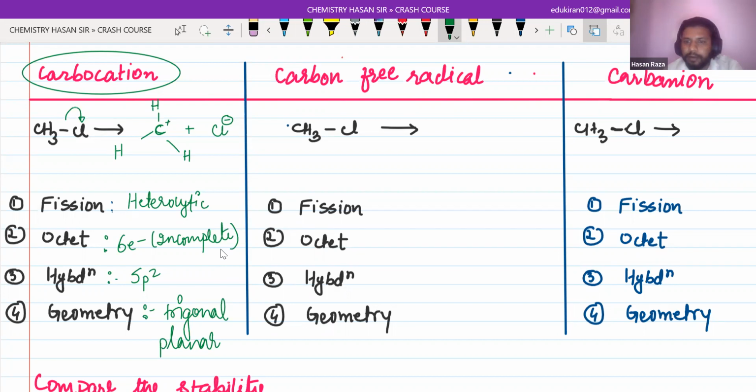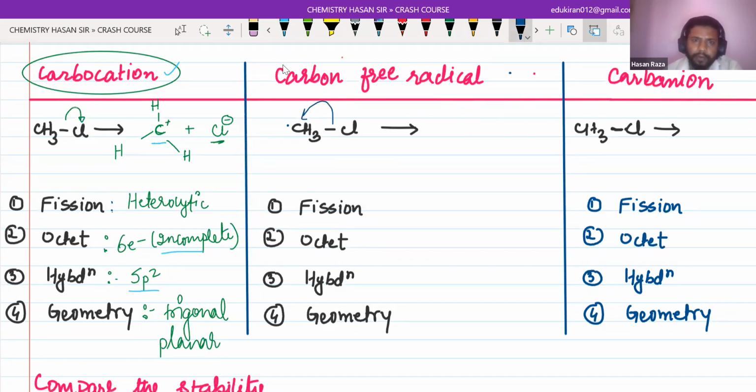Heterolytic cleavage or heterolytic fission means that one of the elements will take the electron from another. That's why there will be a negative charge, and the one which donated will have a positive charge. So carbon, whenever having a positive charge, is known as a carbocation, which will have an incomplete octet, sp2 hybridization and trigonal planar geometry. Now, I'm going to cleave it like this.